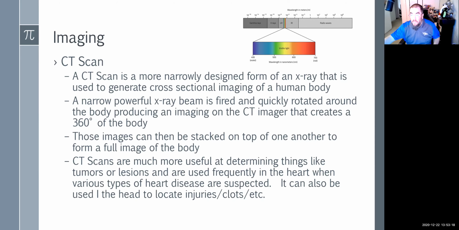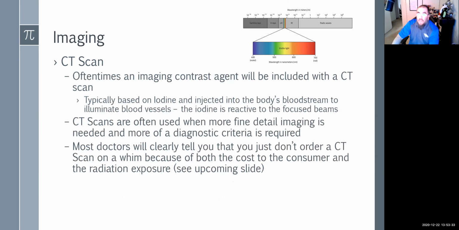They're really useful at finding things like tumors and lesions, frequently in the heart, when heart disease is suspected. Can also be used in the head to locate injuries such as clots, hemorrhages, stuff like that. Oftentimes, imaging contrast agent will be included with the CT in order to cause a reaction, right? Iodine is typically one of the ones that are used because it helps illuminate the blood vessels. The iodine is reactive to that focus beam. So when that focus beam hits it, they light up like a Christmas tree, right?